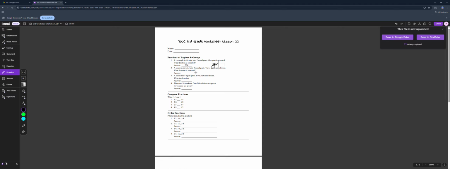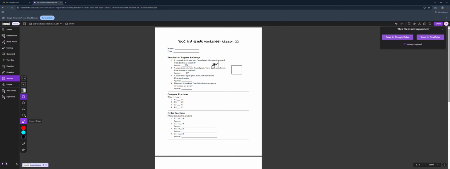Number 2, a shape is divided into 4 equal parts. 3 parts are selected. What fraction is selected? So they're saying that the denominator, or the total amount of parts, is going to be 4. And they say 3 of them were chosen out of the 4, so it looks like 3/4.